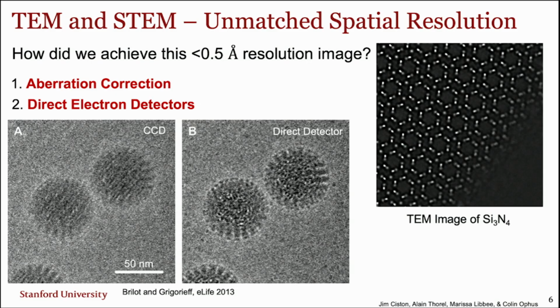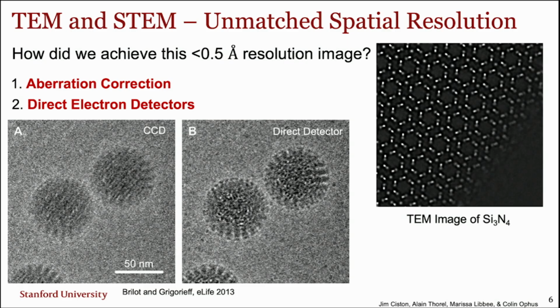The second one that was especially important for biology here is direct electron detectors. These are essentially CMOS chips that are open to free space. Electrons go directly into the chip, cause some distribution of holes in electrons. We collect them, and we can sharpen our image. This is a comparison of a biological sample with a CCD versus the direct electron detector.